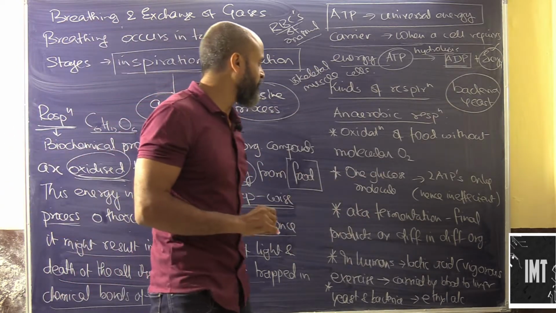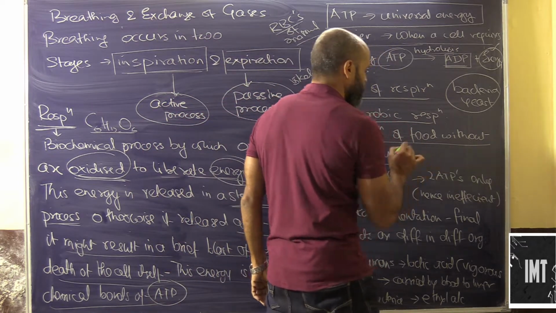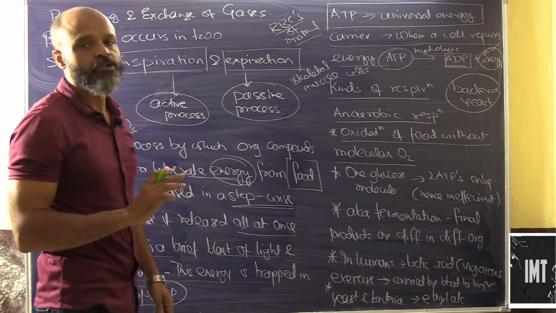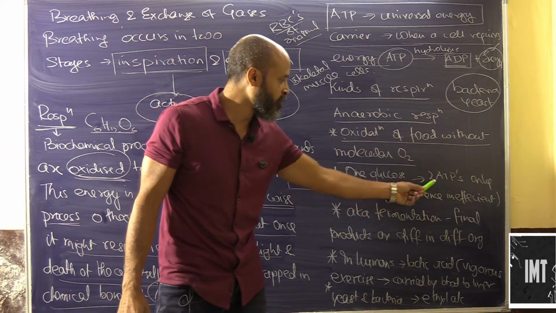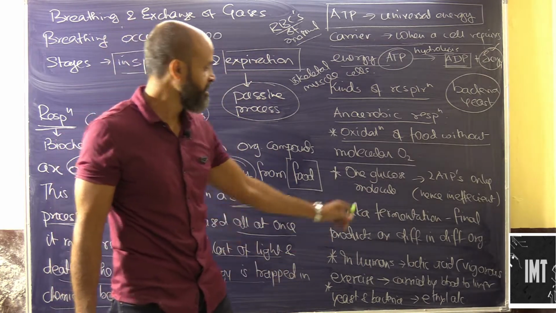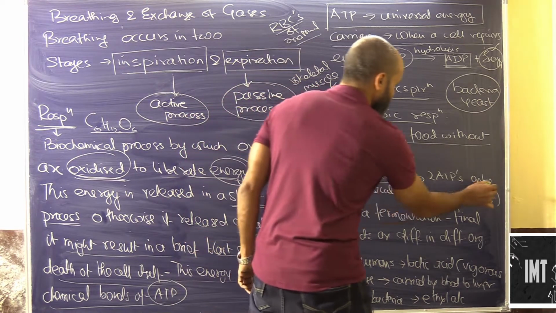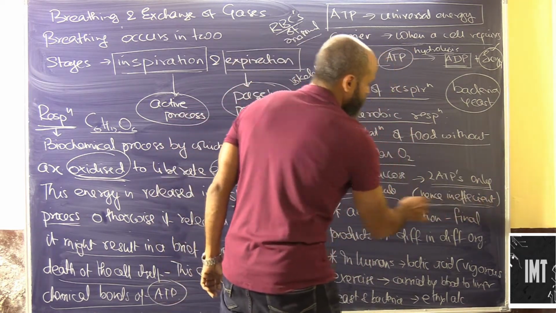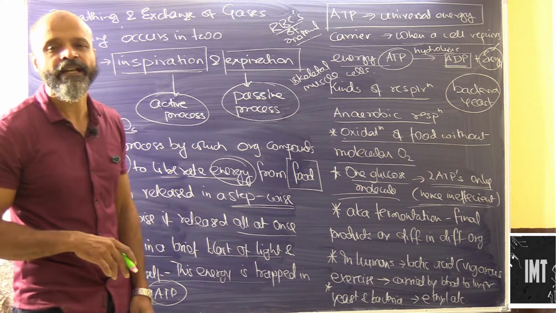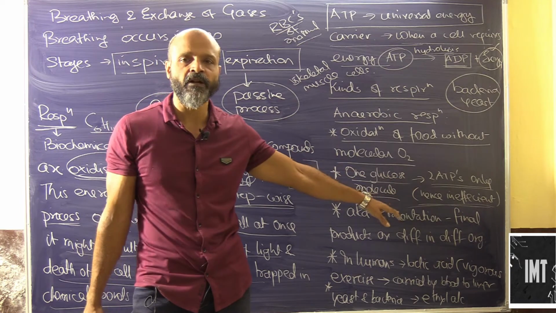In anaerobic respiration, the oxidation of food happens without molecular oxygen. One glucose molecule releases only 2 ATPs. Hence, it is an inefficient process, because 2 ATPs is hardly any energy and not a very sufficient amount.